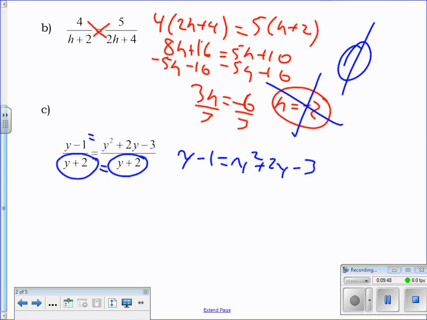So you want to play it smart, right? If you notice something like that, I don't have to worry about cross multiplying or common denominators. Just set the numerators equal. Okay, and solve that. I have a quadratic, which means it has to be set equal to 0. Subtract y and add 1. 0 equals y squared plus y minus 2.